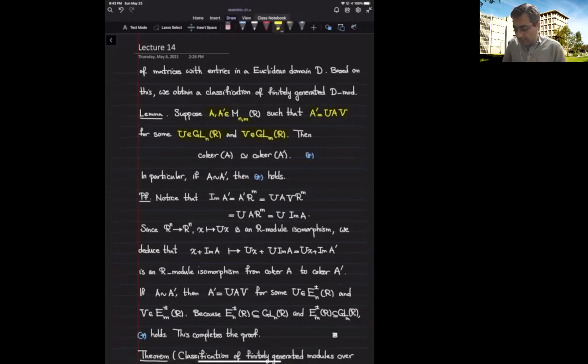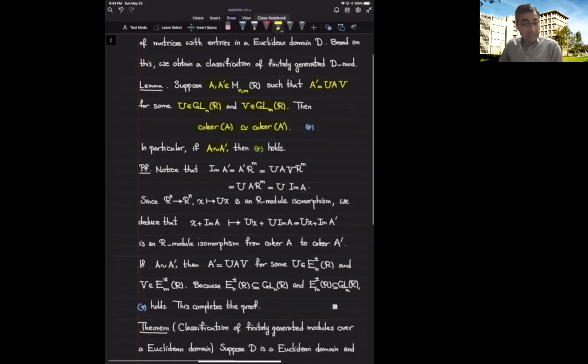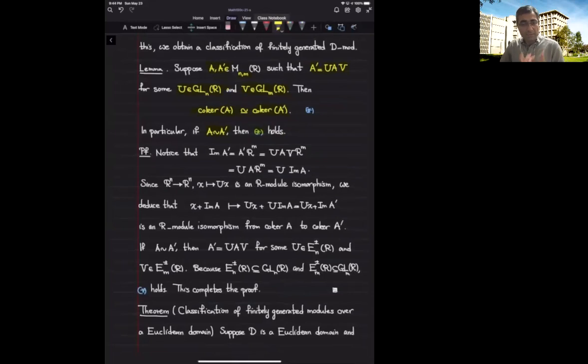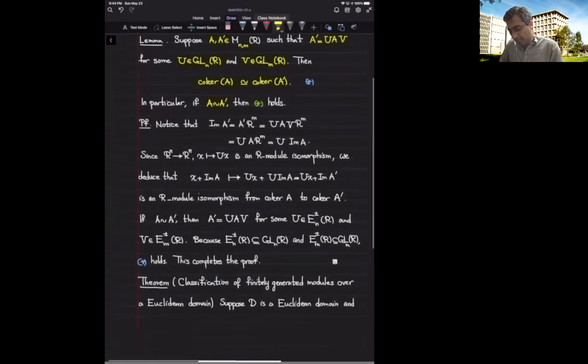If this is the case, then the co-kernel of A is isomorphic to the co-kernel of A prime. And of course, this would imply that if A is in the same equivalence class, if I can get from A to A prime using row and column reduction operations, then I'm going to get these U and V, and therefore this star holds. Okay, so let's see how the lemma goes. It's actually a rather easy lemma, but it is important because it gives us a connection between the co-kernel of a rectangular matrix and the row and column reduction operations.